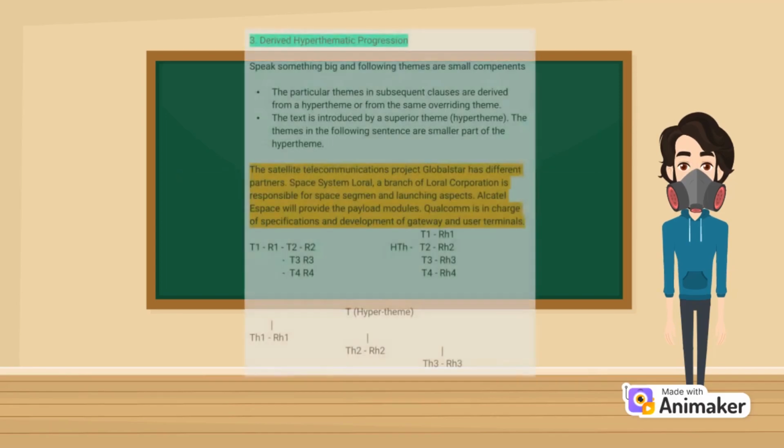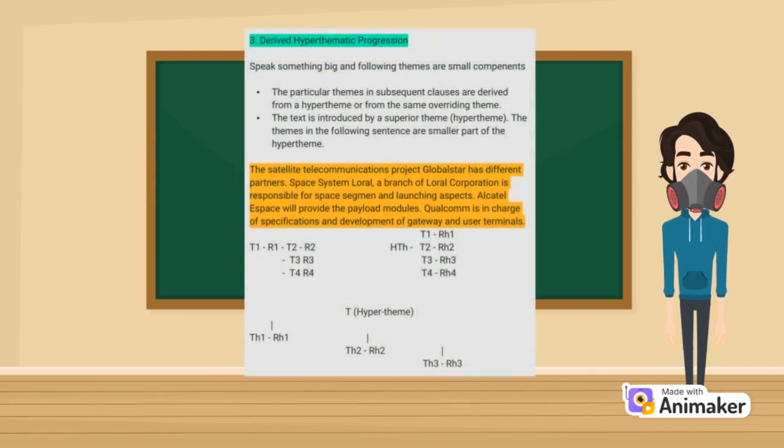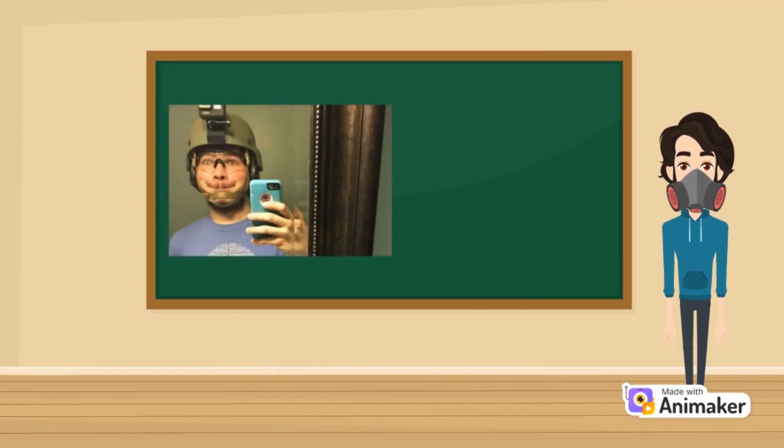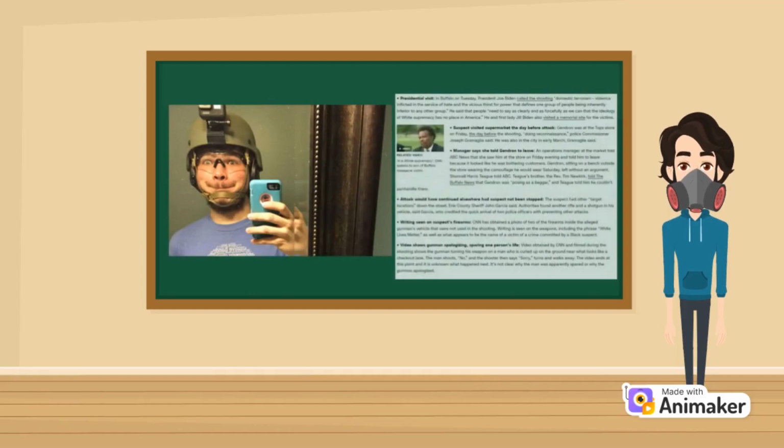Now, for the most frequent progression pattern, it is a derived hyperthematic progression. This means the article follows a superior theme of which the following themes are a smaller part. The hypertheme is the shooter himself, being referred to several times as Gendron, he, or the gunman, and the subthemes are the various aspects and developments regarding his background and the shooting.